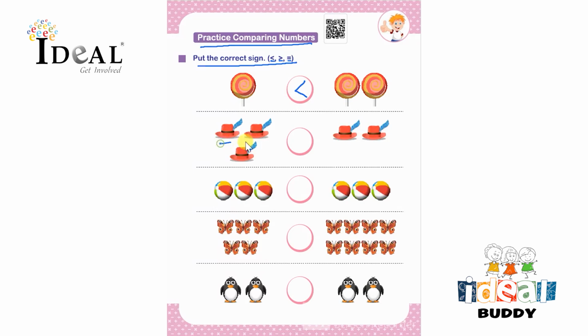Similarly, here there are 1, 2, 3 hats. Here there are 1, 2 hats. So here the sign or the mouth will be open towards the larger number, that is 3. So 3 is greater than 2. Here we have 1, 2, 3 balls and 1, 2, 3 balls. So both are equal. So the child will be using equal to sign.